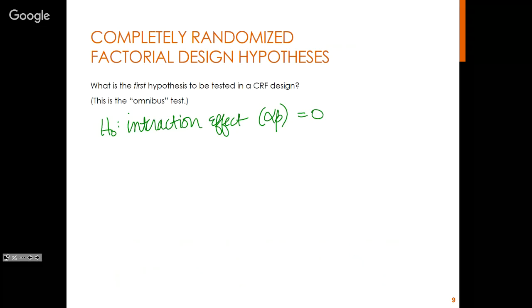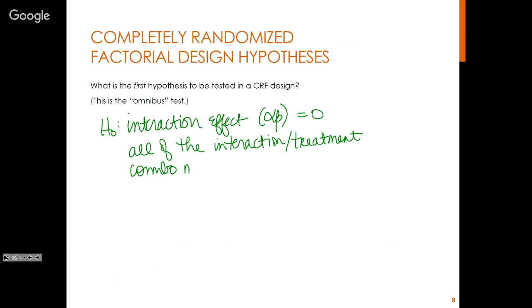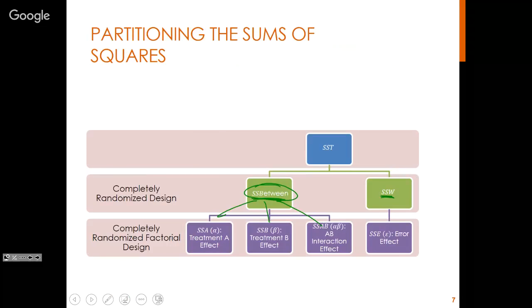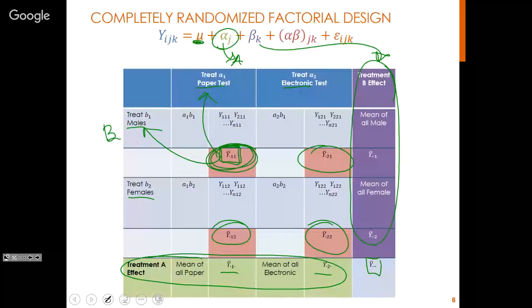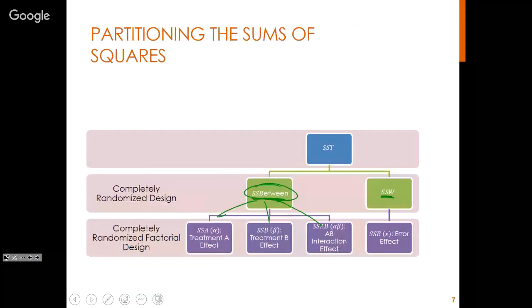If I'm writing it out in words, it says that all of the interaction or treatment combo means are equal. So if I look back at what those interaction means are, it would say that these four subgroup means of A and B are all equal in this 2x2 design. Good.